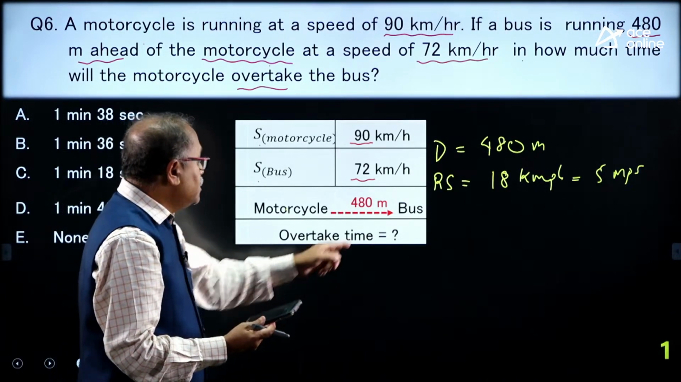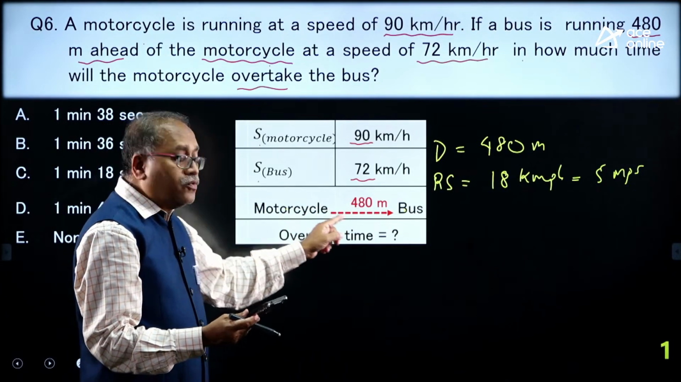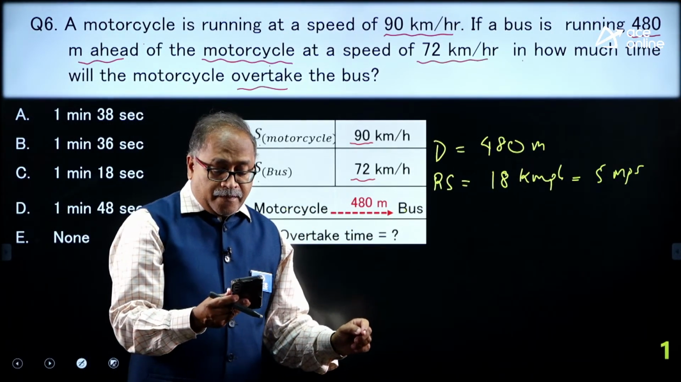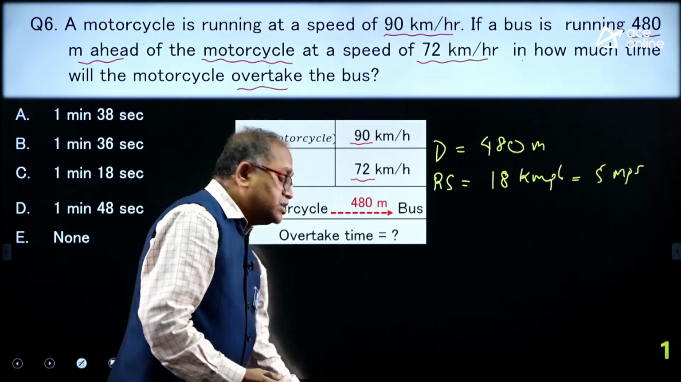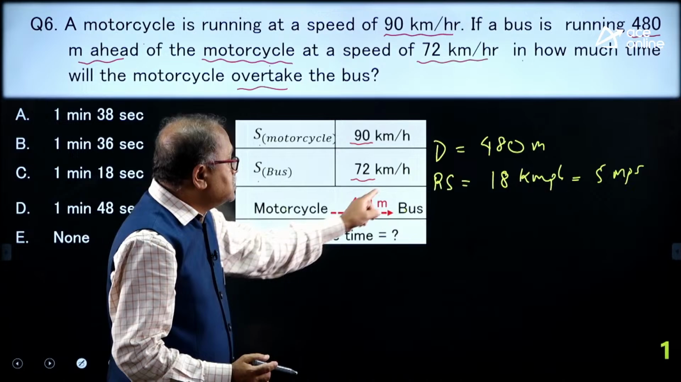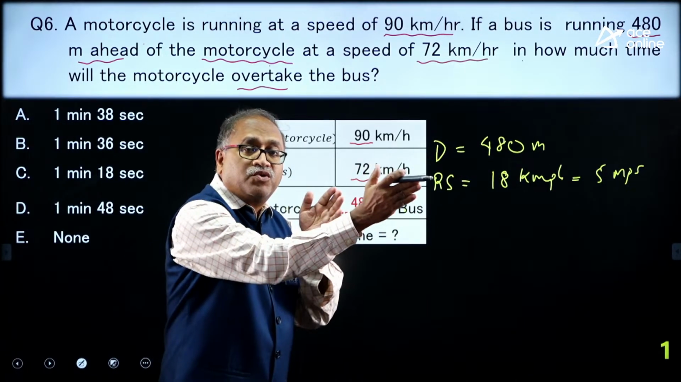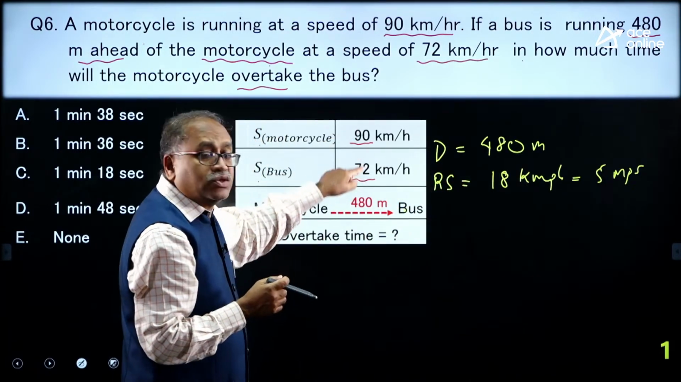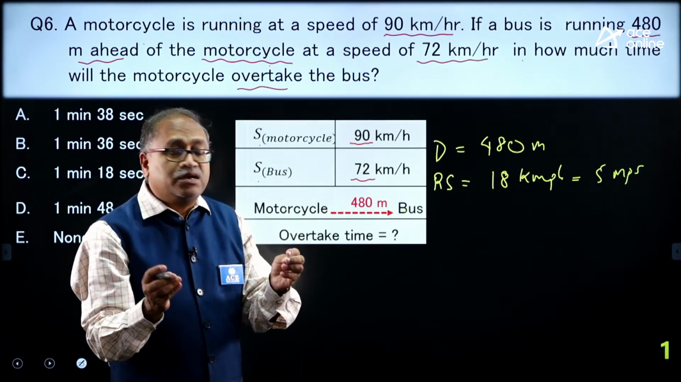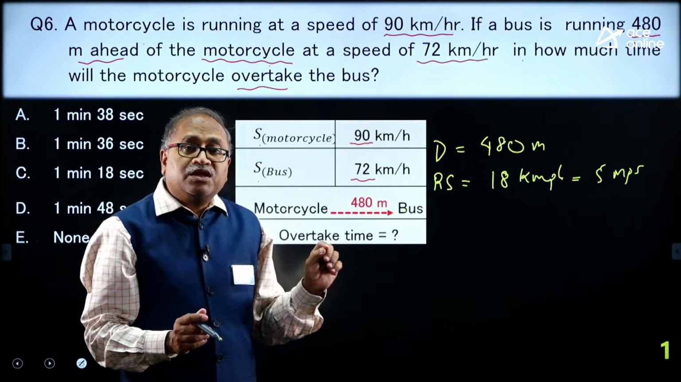I am just waiting. The bus is 480 meters ahead of the motorcycle. So, the relative distance is 480, and what is the relative speed? Both of them are moving in the same direction, so the difference of the speeds will be the relative speed, which is 18 kilometers per hour. In m/s, it is 5 meters per second.